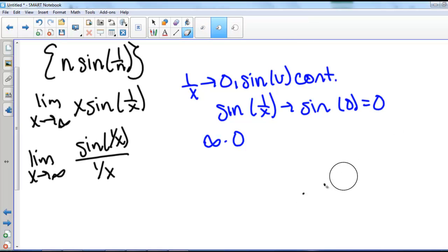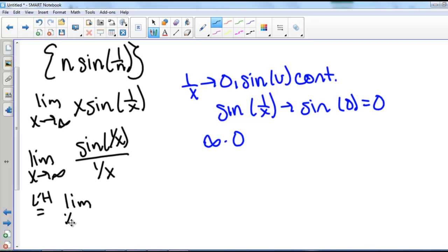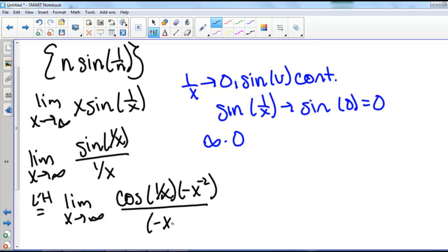One thing to note is that we cannot use L'Hopital's rule for sequences. We must use the theorem relating limits of sequences to limits of functions. It doesn't make sense for us to take derivatives of sequences because there are no nearby points, because sequences are a bunch of discrete points. This equals the limit as x goes to infinity of cosine of 1 over x times negative x to the negative 2 power all over negative x to the negative 2 power.